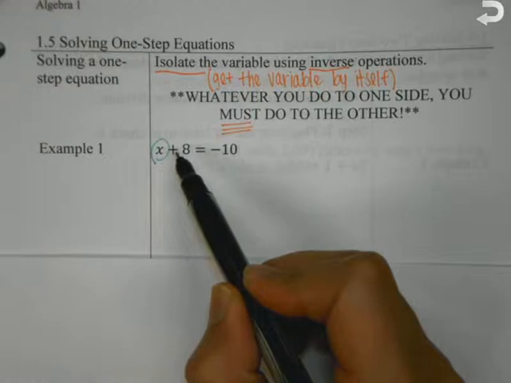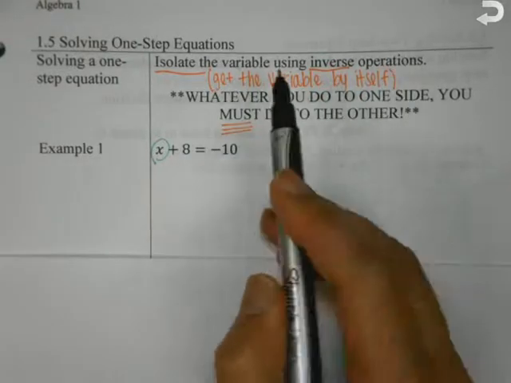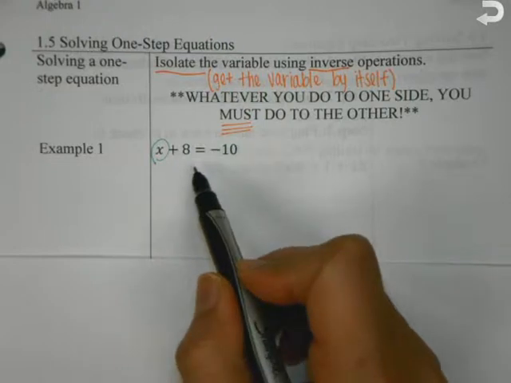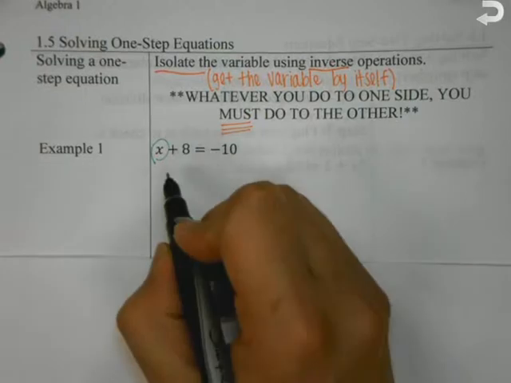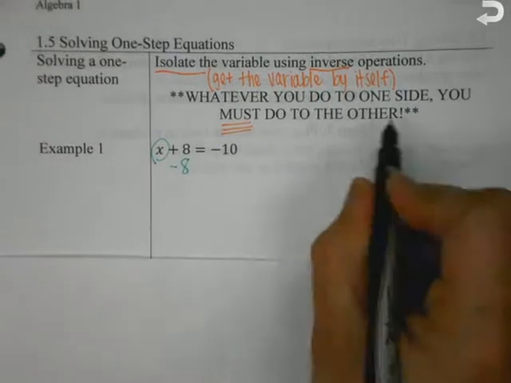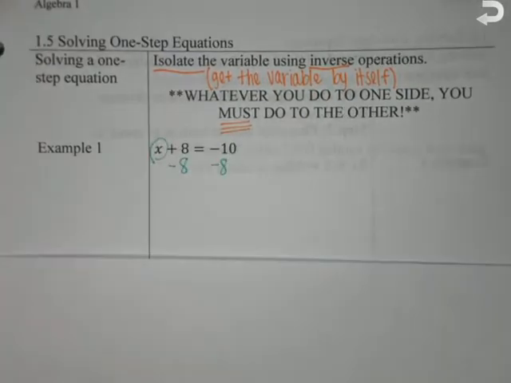Now, my note said I need to use inverse operations, and inverse means the opposite. So, if this is a plus 8, and I want to get rid of it, what's the opposite of plus 8? Negative 8. Minus 8. So we're going to subtract 8 from that side, and whatever we do to one side, we do to the other, so we subtract 8 from the right-hand side as well.